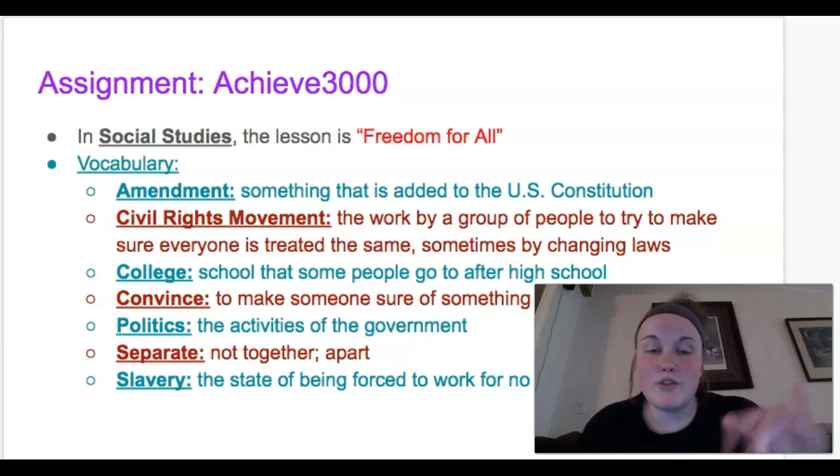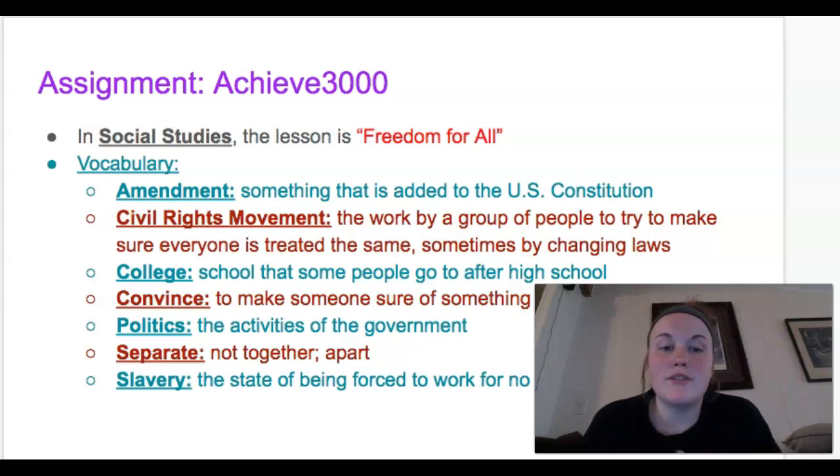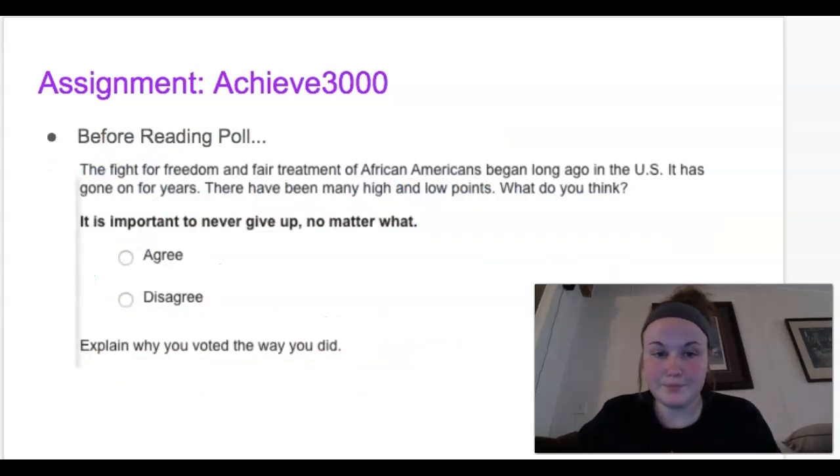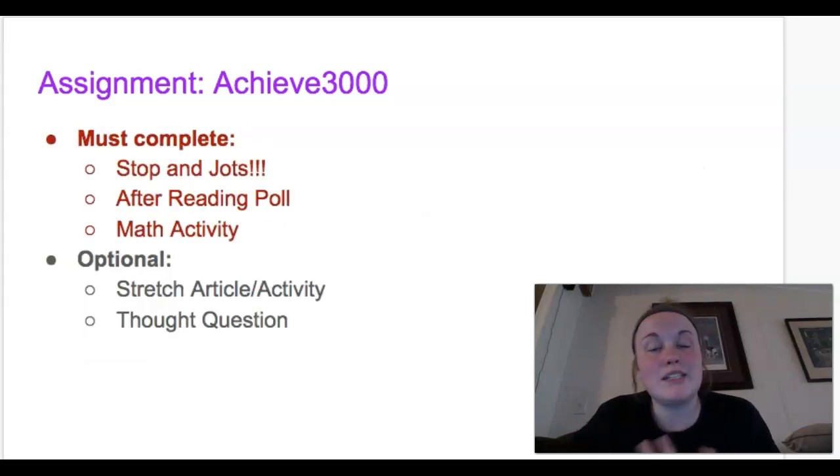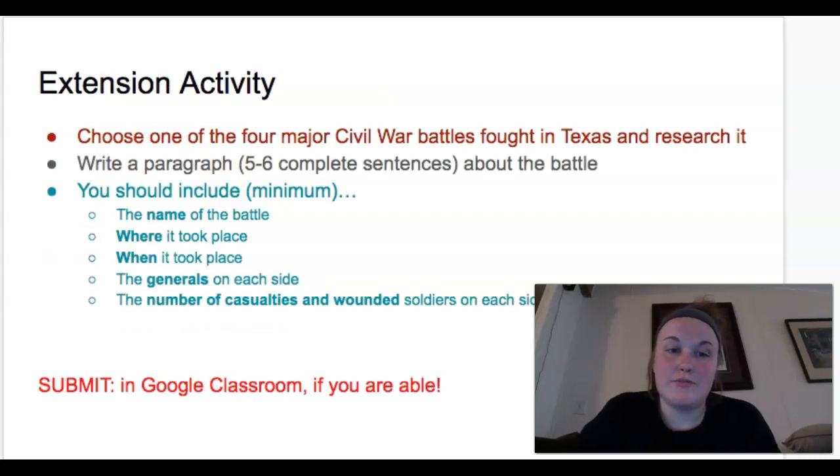You will have 7 vocabulary words: amendment, civil rights movement, college, convince, politics, separate, and slavery. So, please review those words and their definitions before you do the assignment. Also, take a look at the before reading poll. You must complete stop and jots, your after reading poll, and the math activity. Optionally, you can do the stretch article and activity and the thought question. Finally, you have an extension activity.